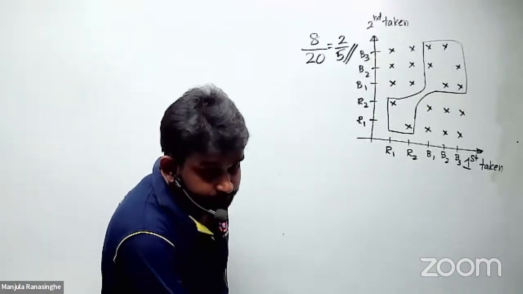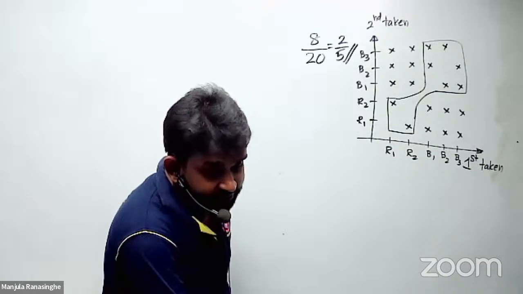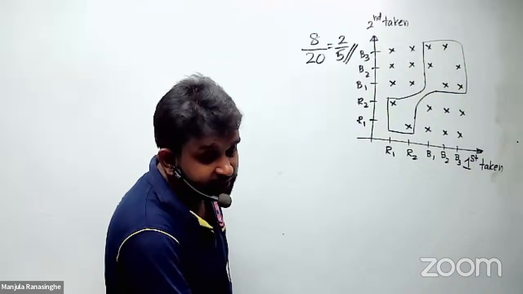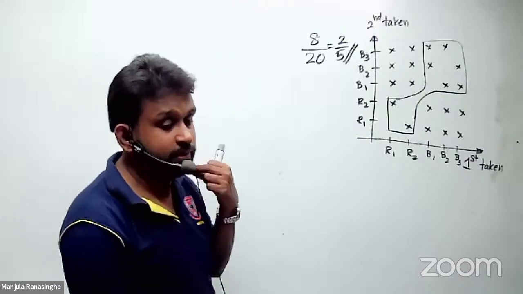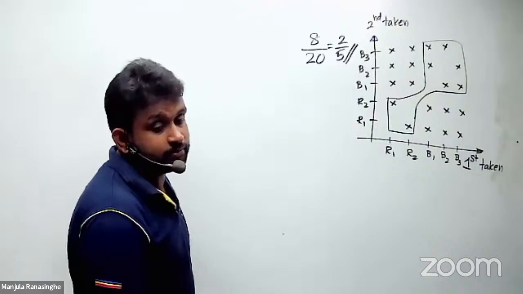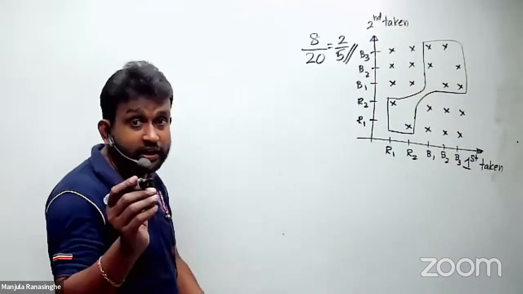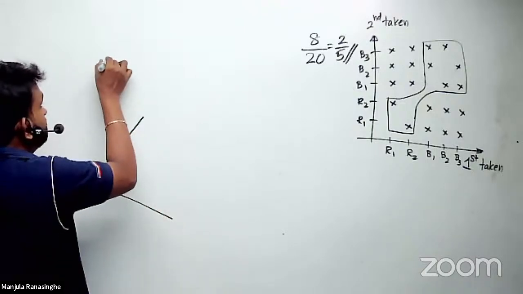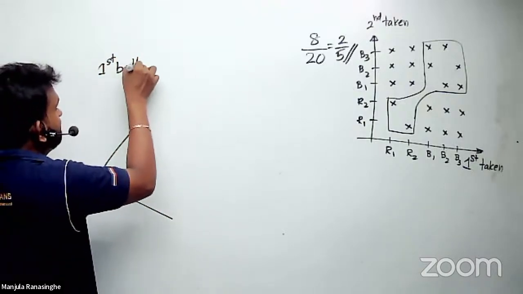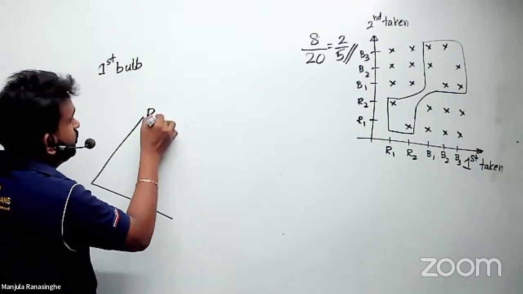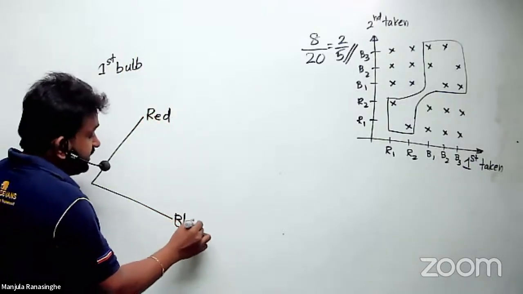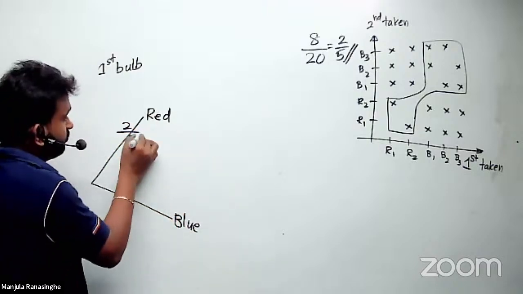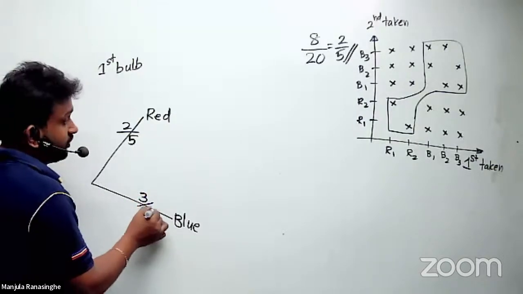Encircle the elements of taking the same color bulbs both times. Same color both times, encircle with the pen here. Now let's go to part B. See part B. The incomplete tree diagram of taking the first bulb is as follows. First bulb. What are the options? The color is either red or blue. Tell me the probability. Red is 2 and the total bulbs are 5, so 2 upon 5, and the balance is 3 upon 5.